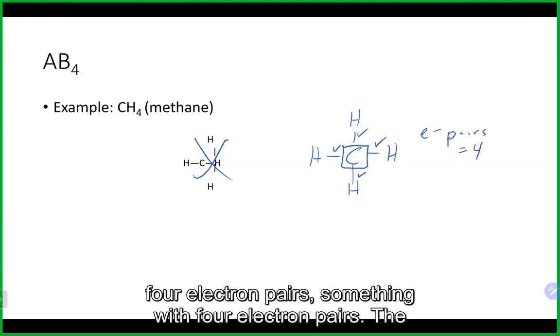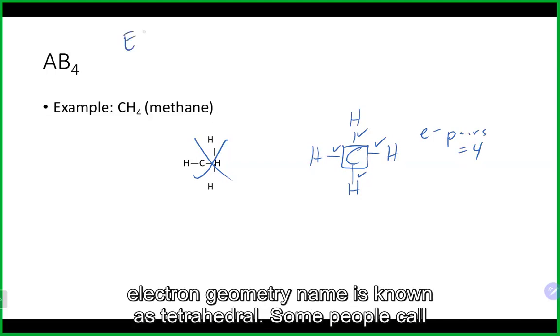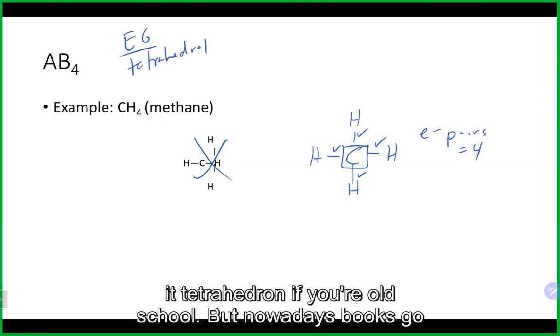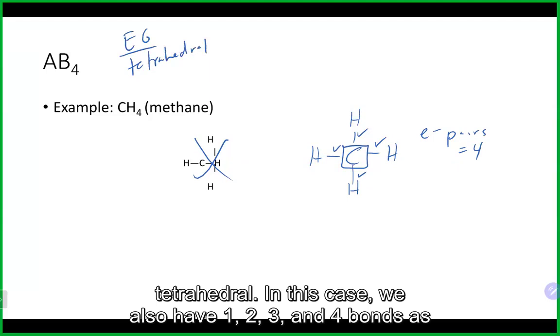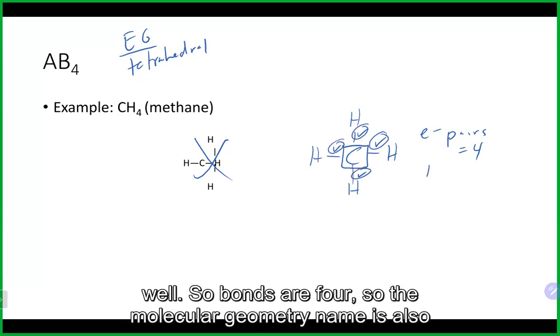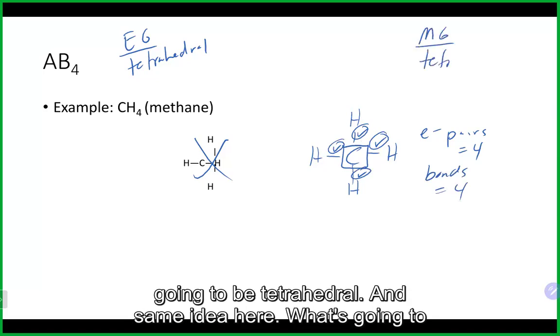Something with 4 electron pairs, the electron geometry name is known as tetrahedral. Some people call it tetrahedron if you're old school, but nowadays books go tetrahedral. In this case, we also have 1, 2, 3, and 4 bonds as well. So bonds are 4. So the molecular geometry name is also going to be tetrahedral.